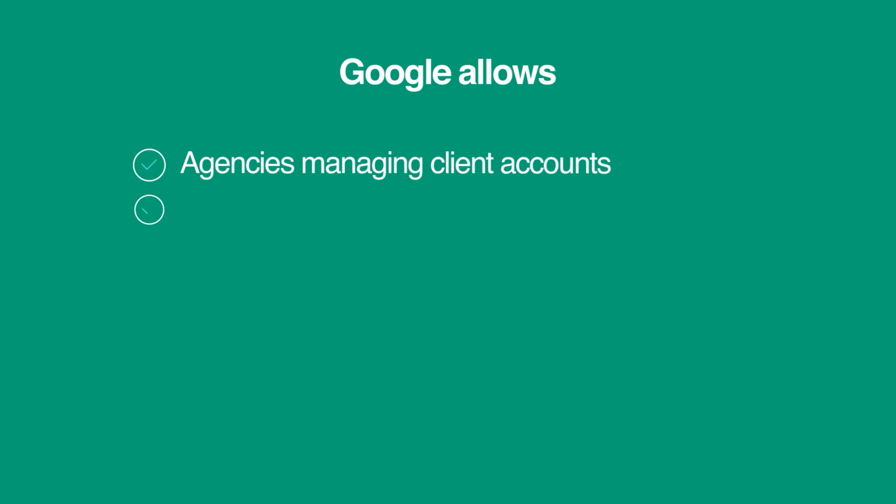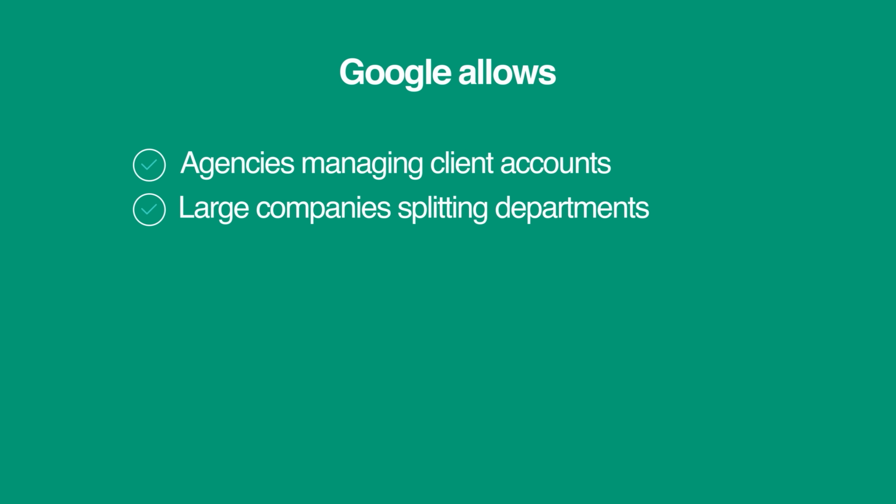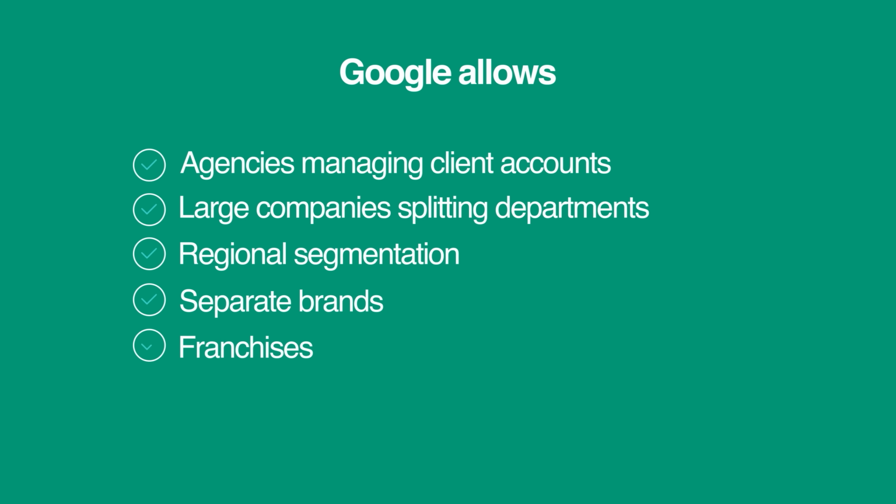Now that your environment is clean, let's talk about scaling intelligently. Isolation does protect you from losses, but it's clever structure that makes you profitable. Even with the best technical setup, you need to know how to follow platform policies. Here's a short list of what Google allows. Agencies managing client accounts, large companies splitting departments, regional segmentation, separate brands, franchises.